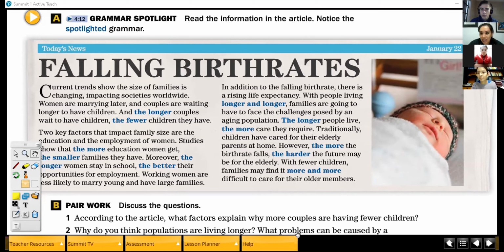Okay, let's predict. What reasons do you think the article will give for the decline in birth rates? The decline in birth rates. Okay, what is the reason? People don't want to have babies, because the world is horrible. Okay, could be. Another reason? It can be that the people are too old to have babies. Okay. Another reason?